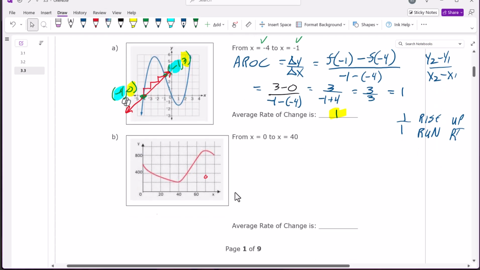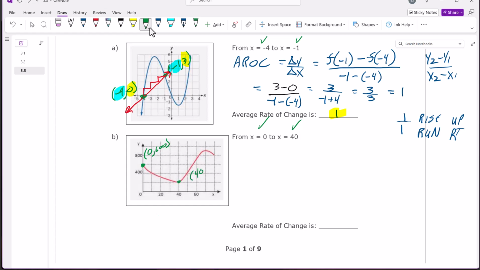Okay. Next problem. Again, I'm giving you two different x values. On this one, x equals 0, which appears to give you the point (0, 600). x equals 40 appears to give you the point (40, 200). Every notch on there is going up 200. Again, what you're doing is finding the slope of the line that goes through those 2 points.